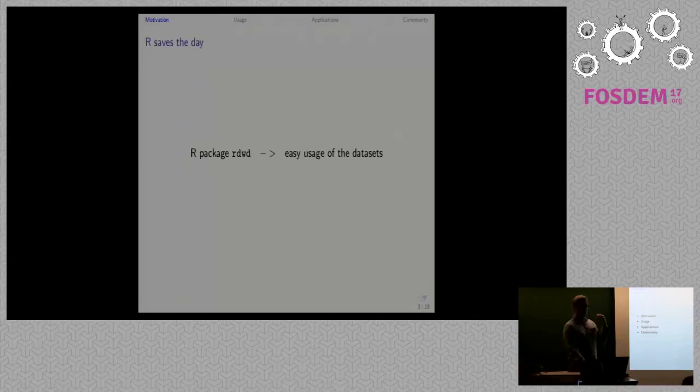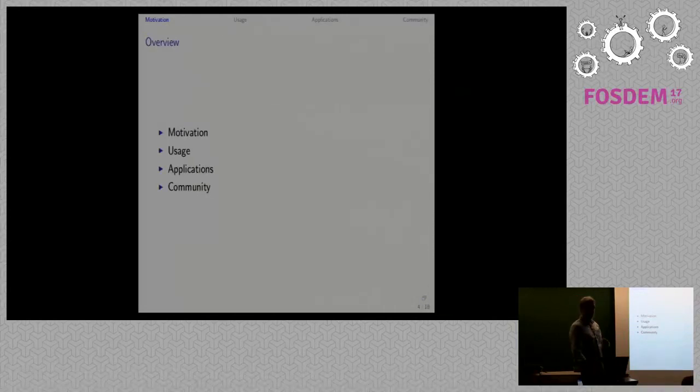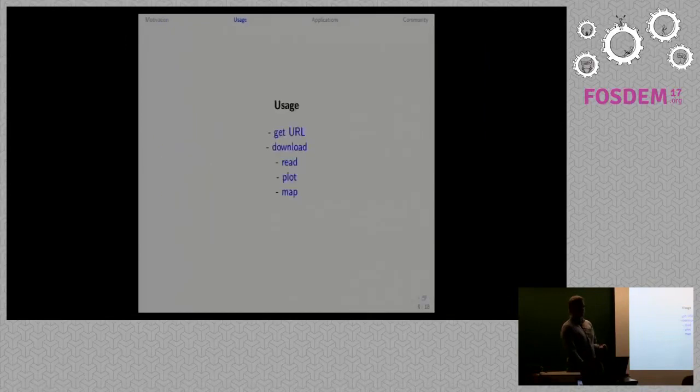I'd like to continue with a few slides on how to use it, what you can do with it, a couple of application examples, and then a bit on the FOSS community role. So you want to get the URL, find out which is the file you want, download it and read it, and then I have a bit on plotting and mapping. So the first part is fairly straightforward.